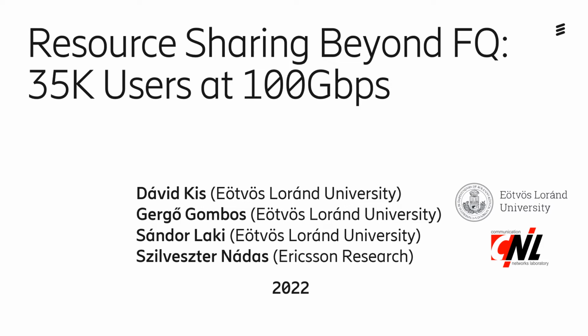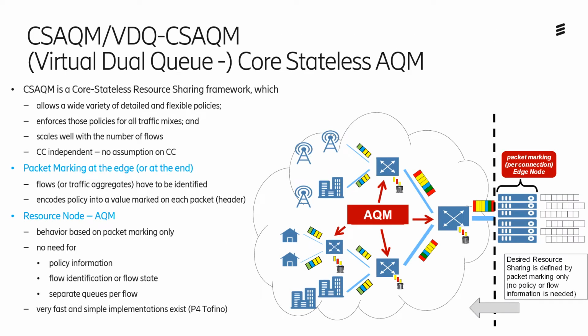Welcome to our demo. Core stateless active queue management exploits the benefits of programmable data planes to expand traffic management capabilities. It performs packet marking at the network edge and stateless AQM in the core of the network. Its AQM component was already implemented in programmable hardware, but the DPDK packet marker still required CPUs.